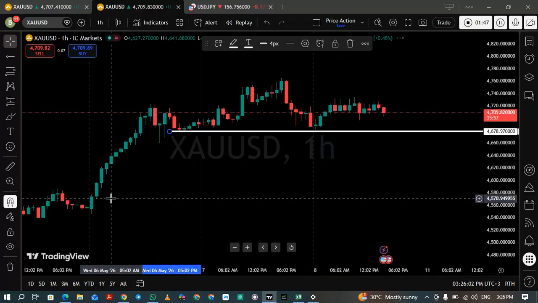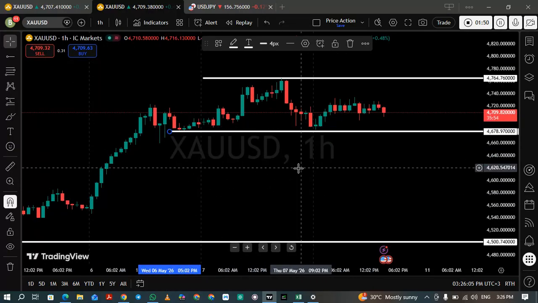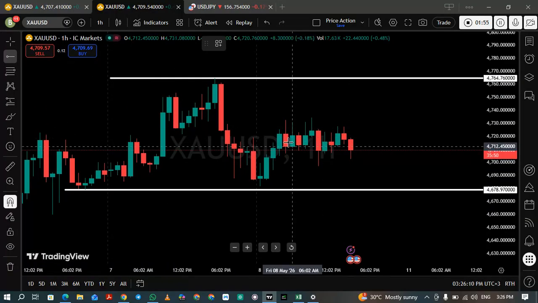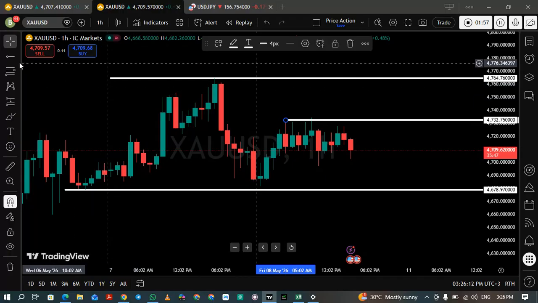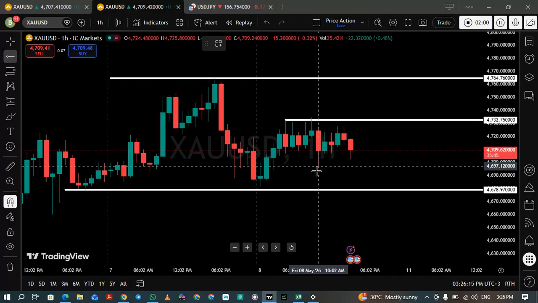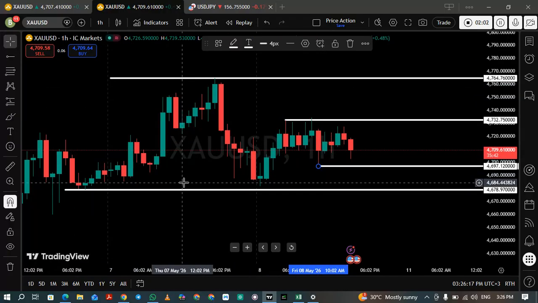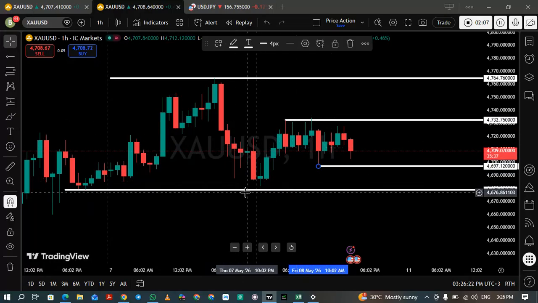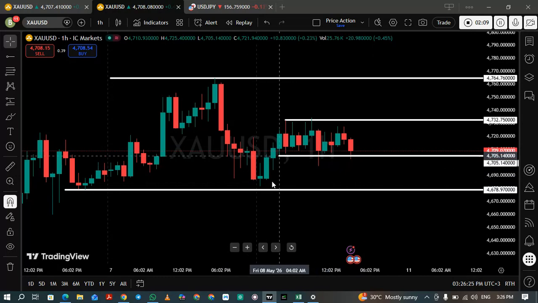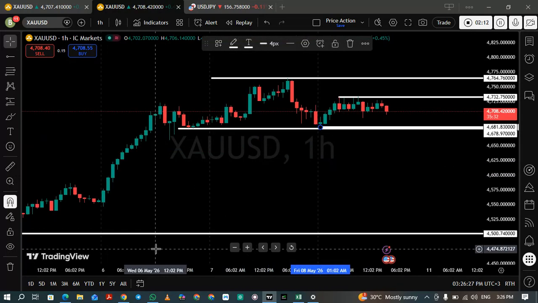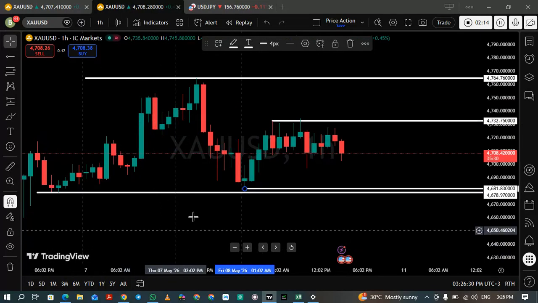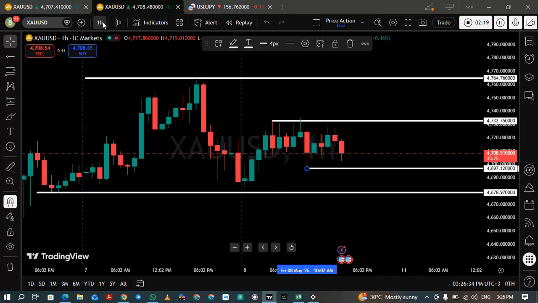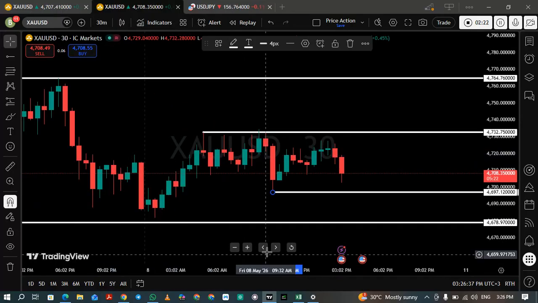On the 1 hour, where are we on the 1 hour? On 1 hour, we have a resistance there. We have our support down here. That is on 1 hour. Support is down there. We can have this as our 1 hour support and jump down to 30 minutes.